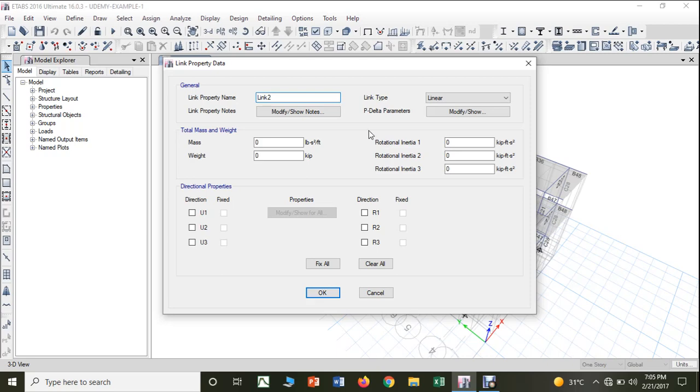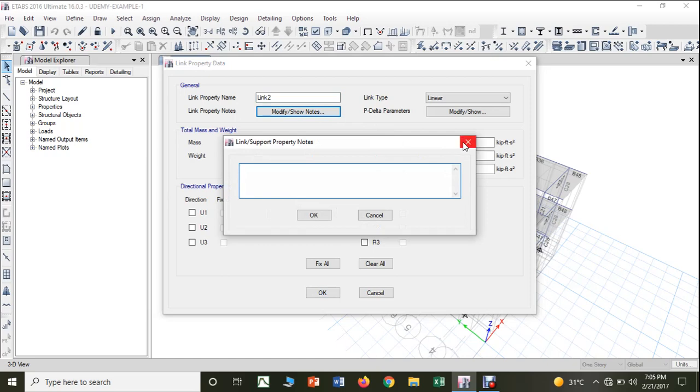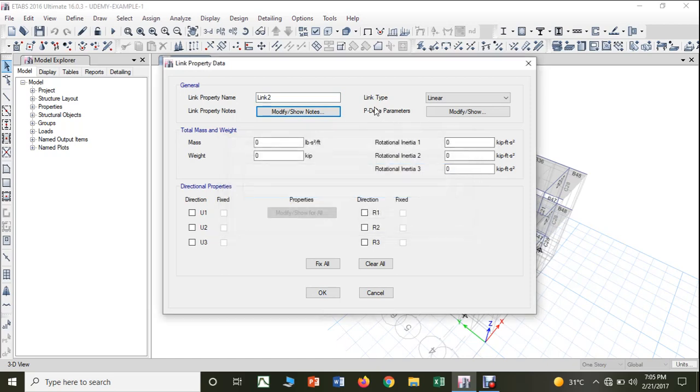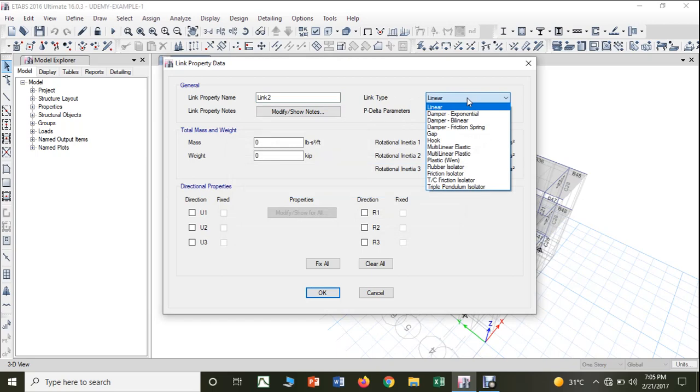If you want to see, then you will come to know how you can use it. You can see here, you can give the property name, whatever name you want, and you can give any notes if you want. Now you can see here what type of link that you want. You can see first is damper. Okay, you have an option called damper, right? So dampers are one of the structural components that you are going to use in buildings in order to absorb the energy.